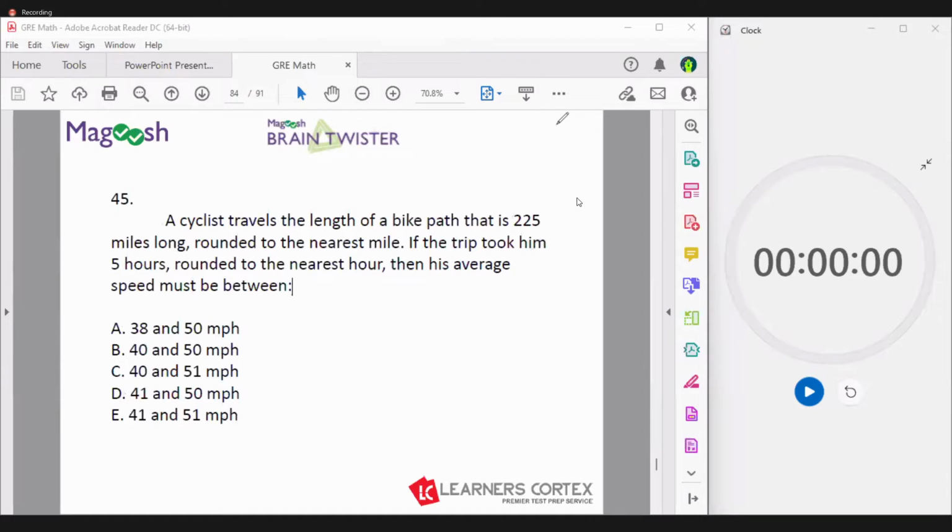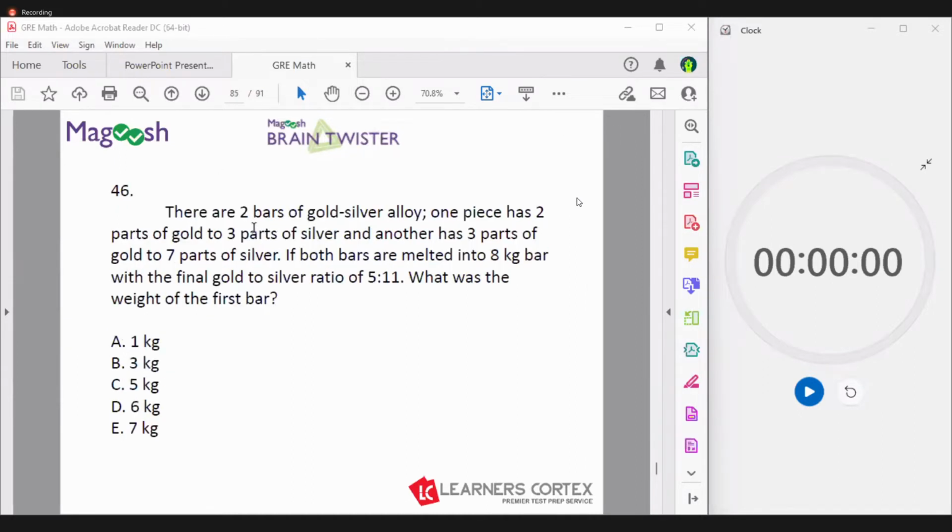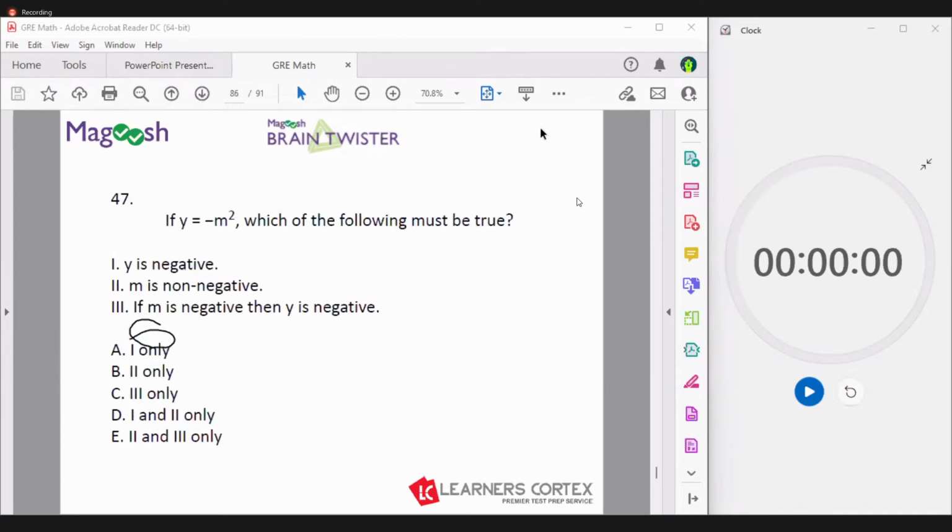Now, we'll get to the next question. I think I've already given, I'll tell the answers for this. This one is 1 kg. This one is one only. Sorry, Option A. Option A, one only. Why? Because there's no option saying 1 and 3.